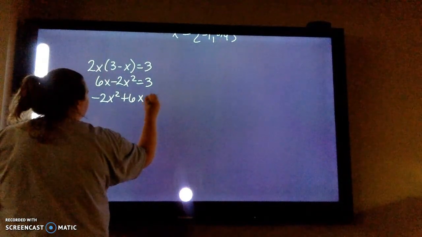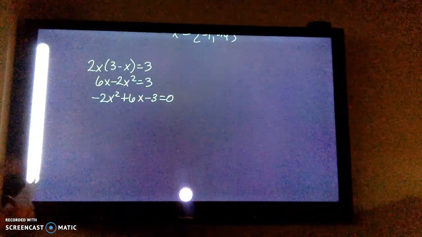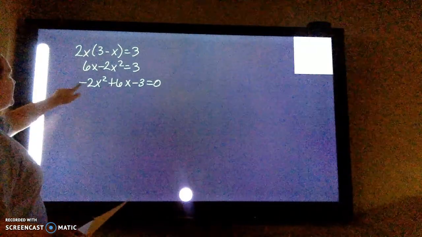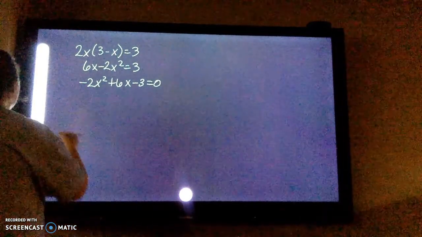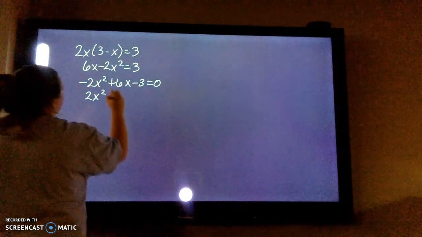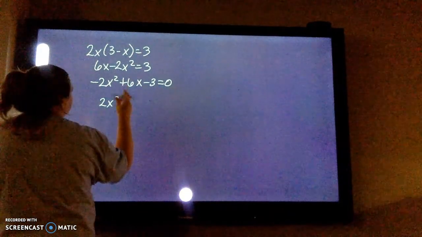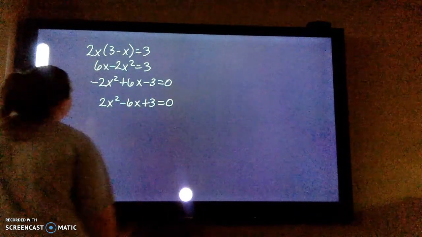Oh my goodness. If you wanted to, you could go ahead and multiply everything by negative 1 to get rid of the negative on your a term. You don't have to. Your answers will come out the same either way. I like to deal with positive numbers though. So this becomes 2x squared minus 6x plus 3 equals 0.